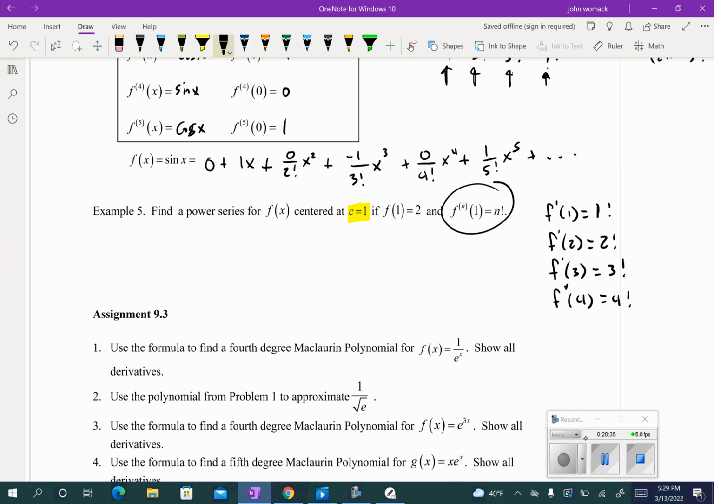So grab your formula for, we know this is the Taylor series, and again, the reason why is because c is not equal to 0. Okay, so let's plug this in here. We're going to go f of x equals, and I just take f of 1. It tells us f of 1 is equal to 2 plus 1 times x minus 1 plus 2 factorial over 2 factorial times x minus 1 squared.